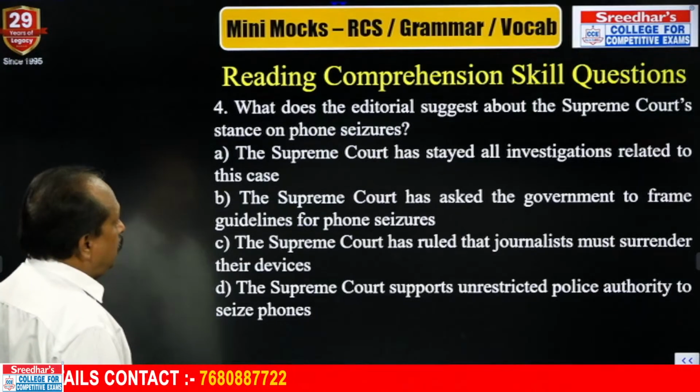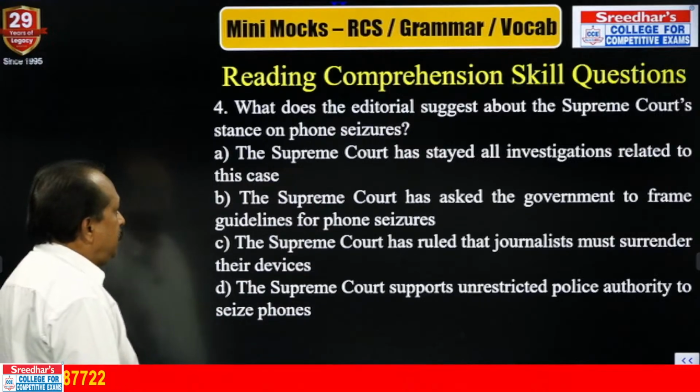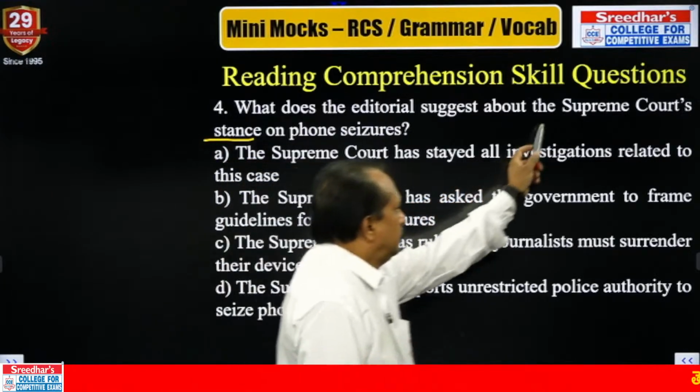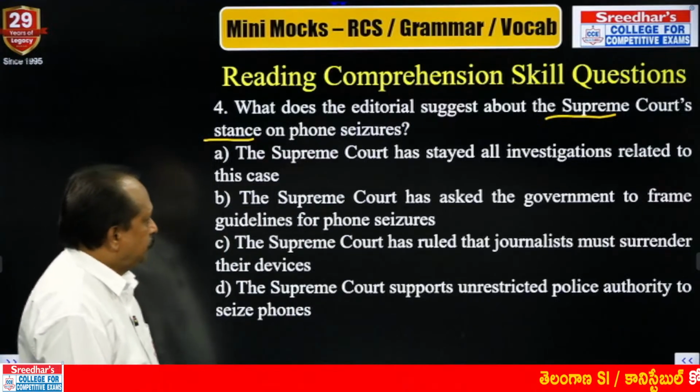What does the editorial suggest about the Supreme Court's stance on phone seizures? Supreme Court stance or Supreme Court stand?